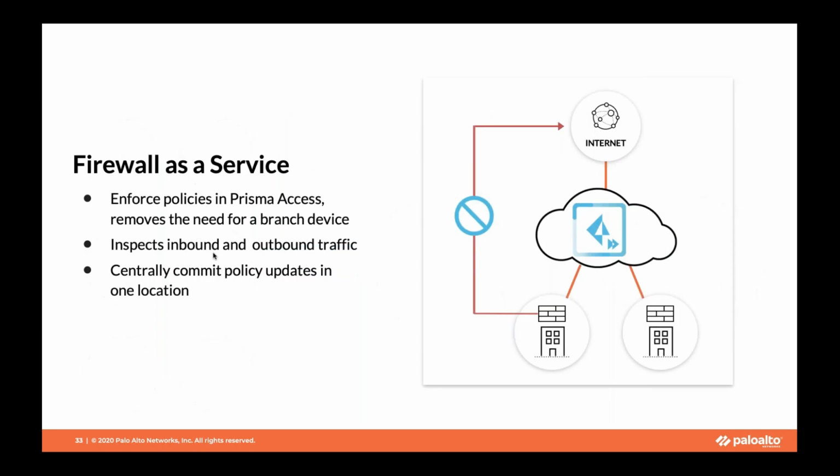Firewall as a service, of course, is pretty core functionality of Prisma Access. But the powerful thing here is that no matter where you connect to, no matter which location, we always have the security policy in place because it's managed from one single location, which is Panorama. So you always have the same security policy in place, which is really good.